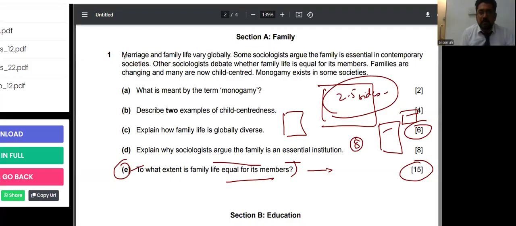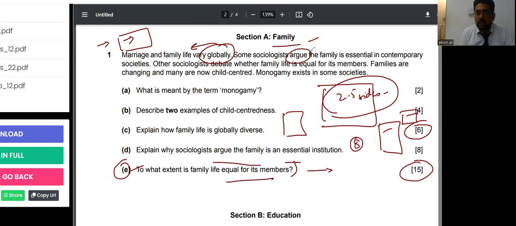Now let's have a look at this paper, Marriage and Family. This is 2024 paper 22, 2251 and paper 22. Now when we talk about family, family is a very important topic, part of AS as well. Okay, marriage and family vary globally. Now this is the first thing: how it can vary globally, you should be looking at that. What are the factors that one can consider?